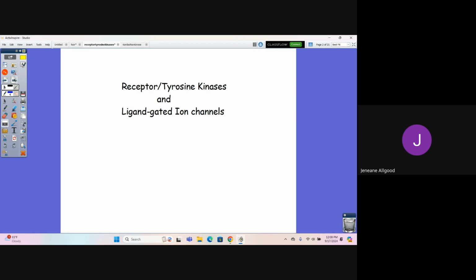So today we're talking mainly about receptor tyrosine kinases and a little bit about ligand-gated ion channels, although we kind of did that with synaptic signaling, so I don't spend very long on that. And we're talking about the uses for these receptor tyrosine kinase pathways.